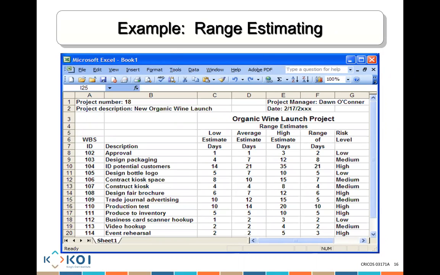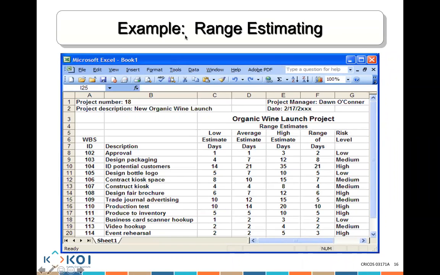28. Plus 1 time high estimate. So plus 1 time 12. What's that? 12. So you add all of these together. You divide them by 6. That will give you the average estimate for that specific activity, design packaging.